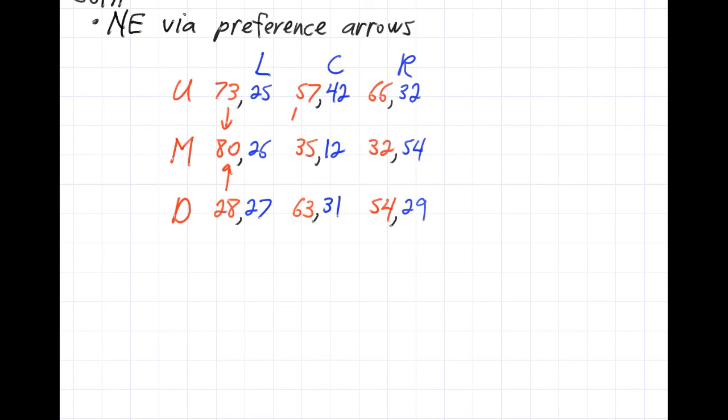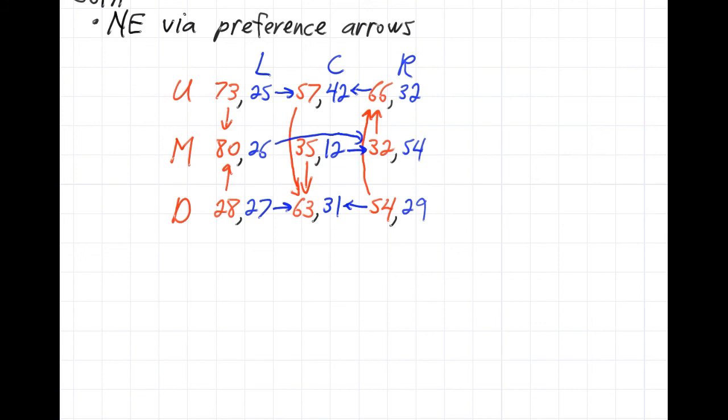57 is not as good as 63, nor is 35, and 66 is the best of the bunch here. Let's look at the column player. 42 is better than 25, and it's better than 32. 26 isn't as good as 54, and 12 isn't either. And 31 is better than 27, and better than 29. Okay, these are all the preferences.